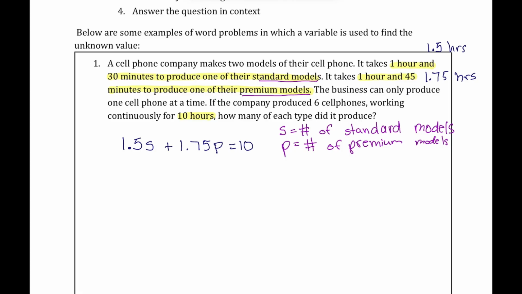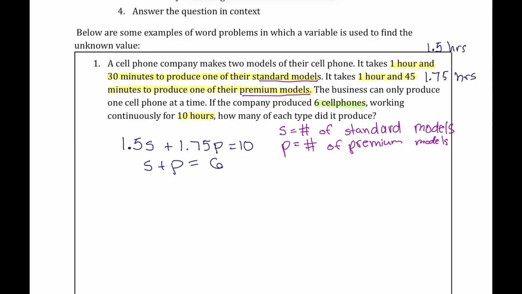The next thing we want to do is look at what other piece of information is given that we can use to set up an equation. The next thing we're given is that the company produced 6 cell phones in total. So that means the total number of standards and the total number of premiums have to add to be 6. S and P are our variables that represent the number of standard models and premium models. So we can simply write S plus P equals 6, and that's going to be our second equation.